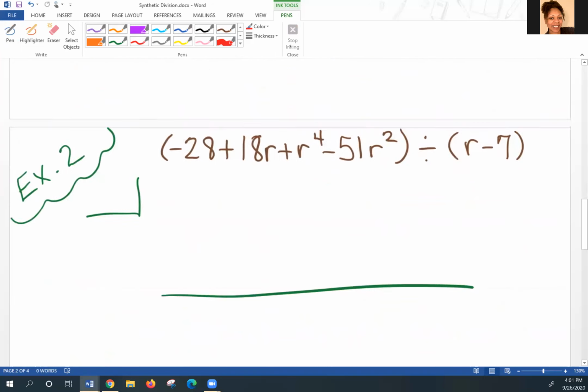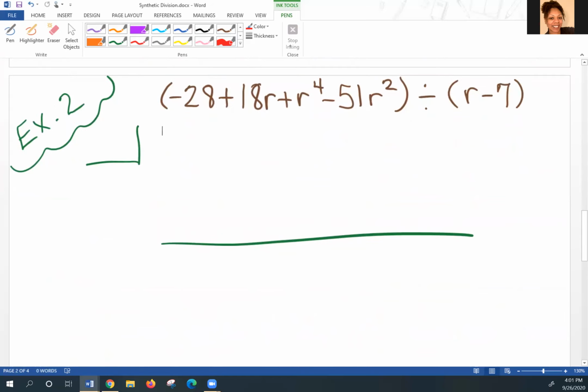All right, so let's try one more. Again, I'm trying to determine what I would put in this backwards L shape. So for me, that's my divisor. And the divisor is based off of what can I put in the place of this variable to make this equal 0. If you can't tell automatically that it's the opposite sign, which is positive 7, then set this equal to 0. So r minus 7 equals 0. The inverse of negative 7 is positive 7. And so when I solve for r, it's simply 7.